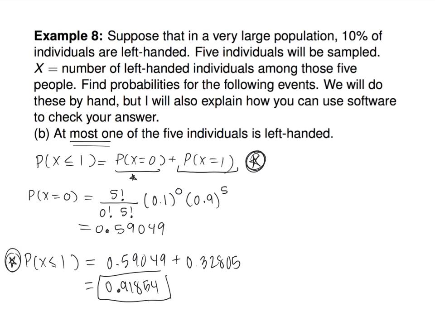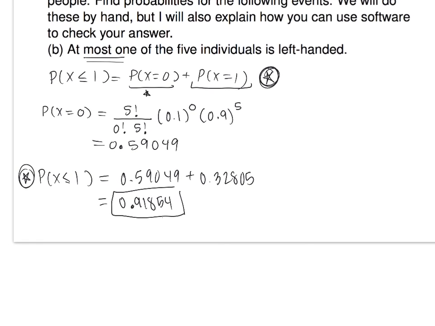And that should kind of make sense, right? If only 10% of people are left-handed, it's pretty likely you're going to get samples that have no lefties in them, right? Yes? Is that it? Yep, I can scroll it up.